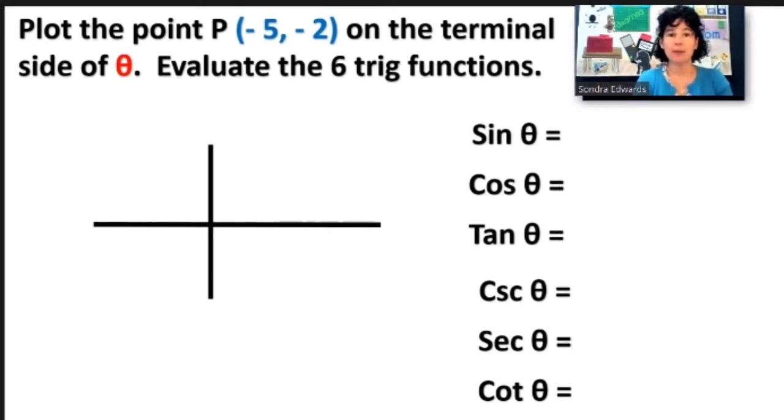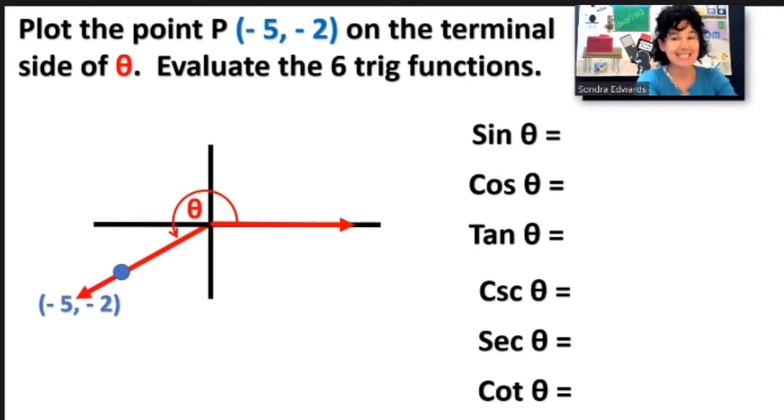So we want to start by plotting the point -5, -2, and then creating an angle where the terminal side goes through this coordinate. Okay, so I'm plotting the point -5, -2, so back 5, down 2. Then to draw in that angle theta, of course, we're going to start the initial side on the positive portion of the x-axis. We're going to rotate counterclockwise, and then the terminal side is going to go through -5, -2.